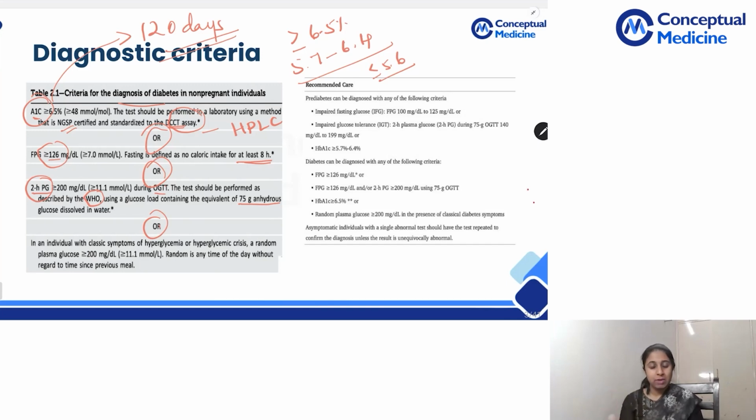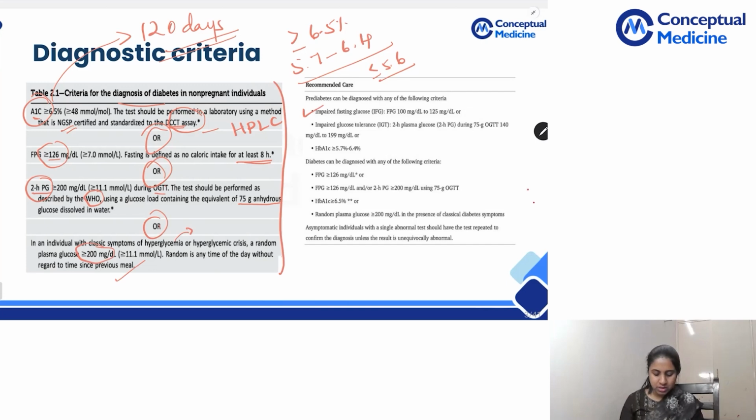or in any individual with symptoms suggestive of hyperglycemia. It could be osmotic symptoms, or some microvascular complication related symptom, whatever symptom it could be. Your random blood glucose, if it is more than or equal to 200 milligrams, then it can be considered as diabetes, irrespective of the meal. That is random. Okay, so this is the exact diagnostic criteria for diabetes.